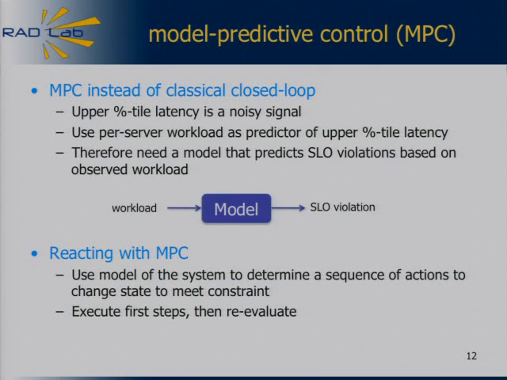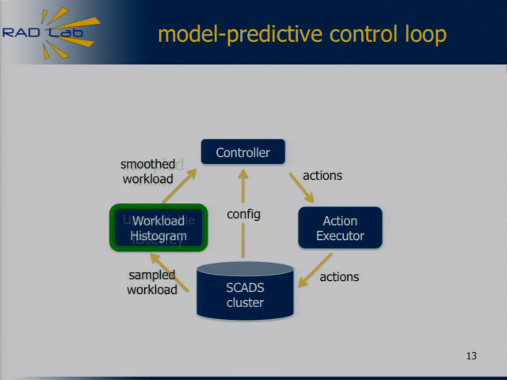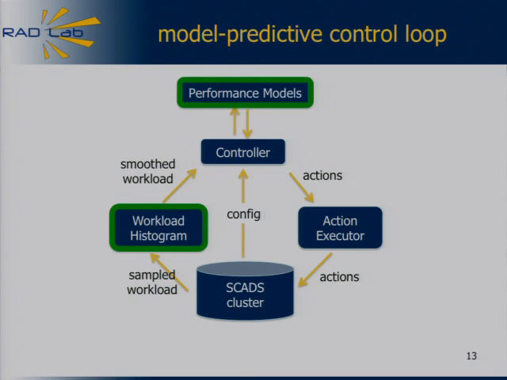And so the way model predictive control works, just briefly, it has some model of the system and the current state of the system, and it determines some sequence of actions it should take to change the state of the system to some other state, and then it executes the first steps in that sequence of actions, and then reevaluates the state and continues. So if we look at our loop that we had before, we can now swap out the upper percentile latency and instead look at an observation of the workload. And now the controller will be consulting some performance model of the system in order to make the decisions about moving data around.